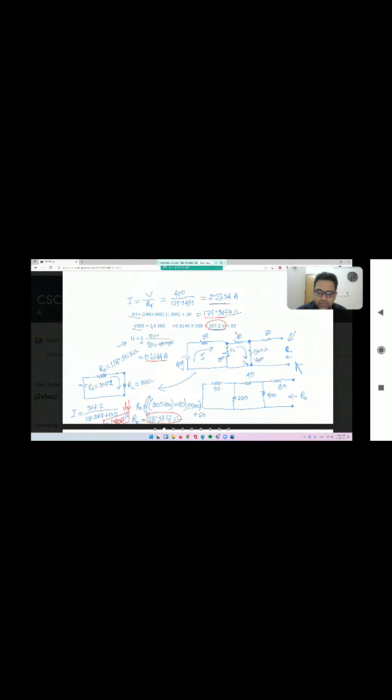So after having this, our initial target was to find out the equivalent circuit. This is the equivalent circuit of the previous one. This is the original circuit, and this is the equivalent circuit of this. To have the equivalent circuit, we have done everything. You can see that this is for E naught, that is for R naught. So we have done this one.